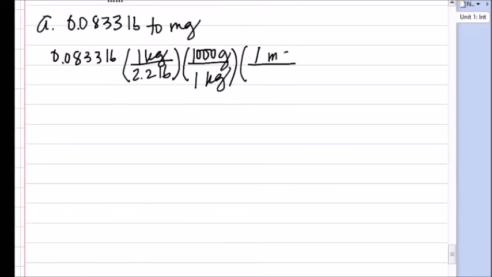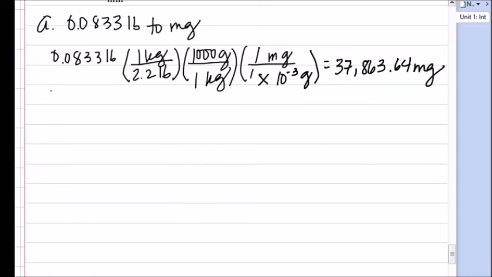So, gamit yung 1 milligram, yung milli, ibig sabihin po niyan is 10 raised to negative 3, diba? And so, we can have 1 times 10 raised to negative 3 grams. So, okay, pag ginawa natin yan, ang makukuha natin dyan will be 37,863.64 milligrams. So, ayan. Yan yung makukuha natin sa letter A. So, ganun lang po. Tandaan lang po natin yung mga conversion factors.